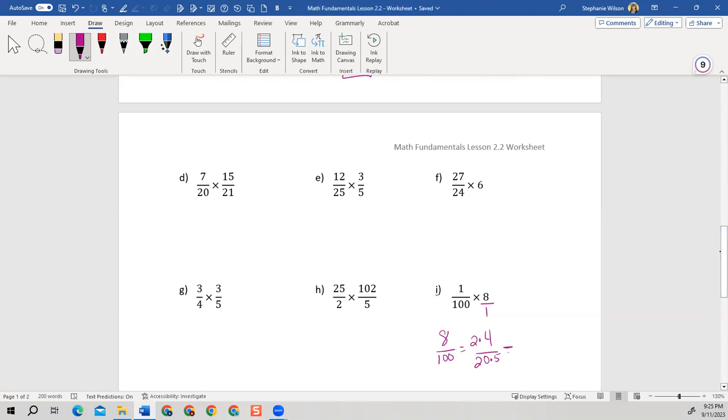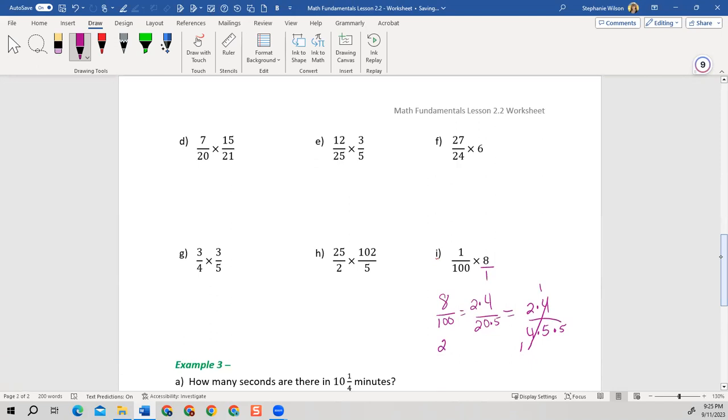And I notice here that we still didn't reduce, so I still have 2 times 4 over 4 times 5 gives me 20, and then times that 5, so the 4's reduce. All right, now I have 2 times 1 over 1 times 5, which is 2/5. So that is my answer.